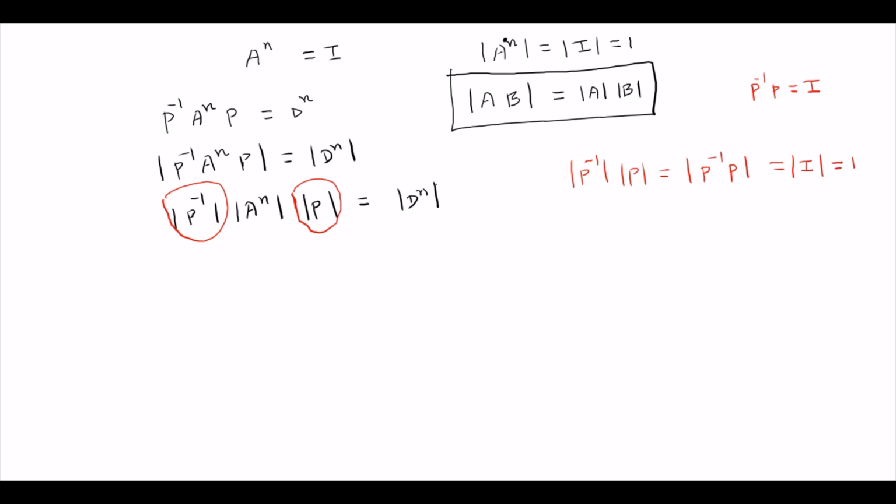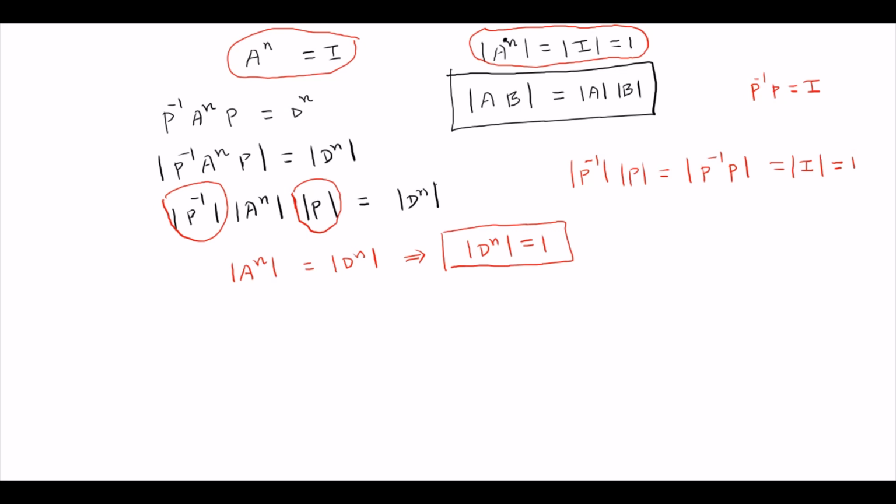Therefore from this, the determinant of A power n is equal to the determinant of D power n, the diagonal matrix power n. Now what is given here? Since A power n is equal to I, we conclude that the determinant of A power n is equal to 1. So the determinant of D^n is equal to how much? That is equal to 1.